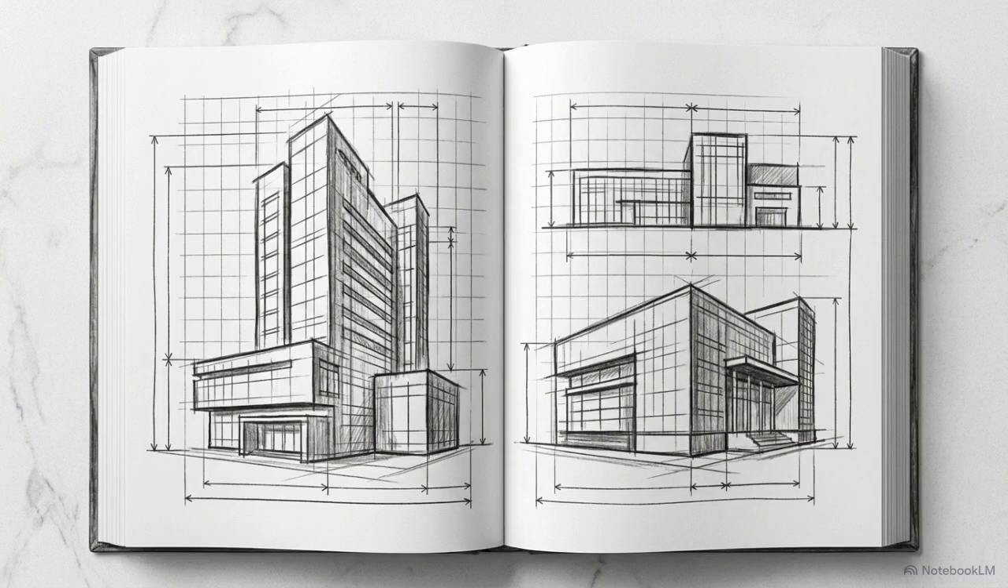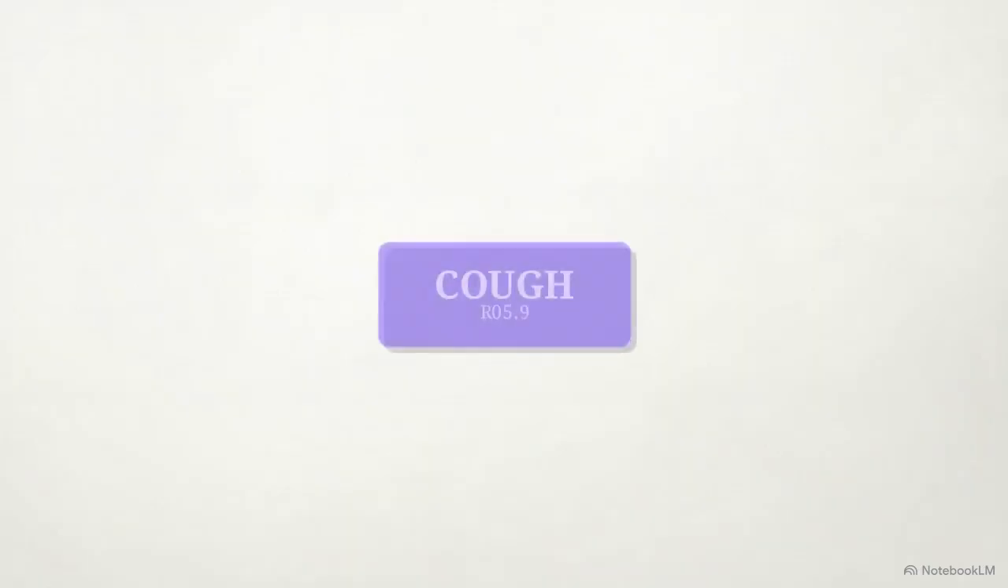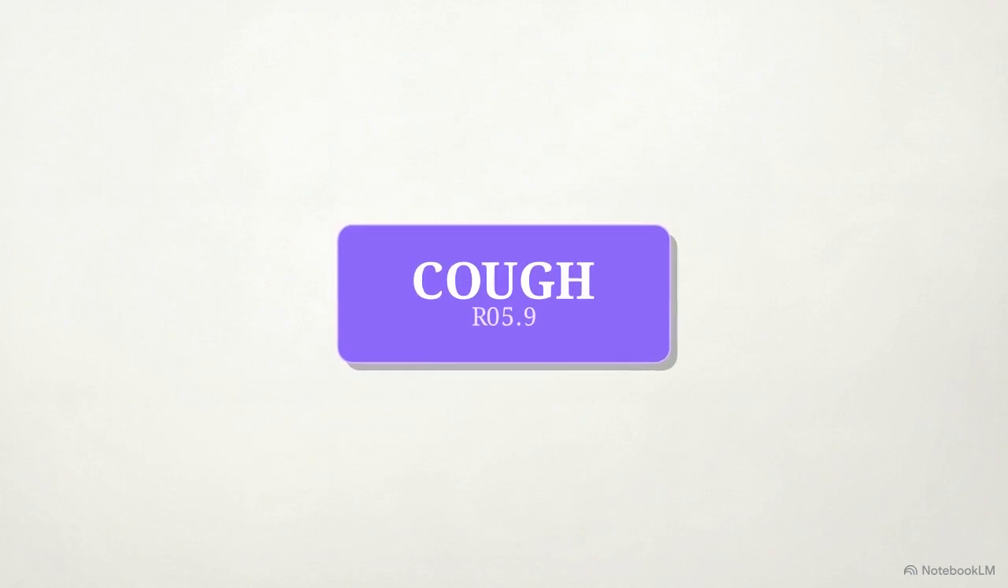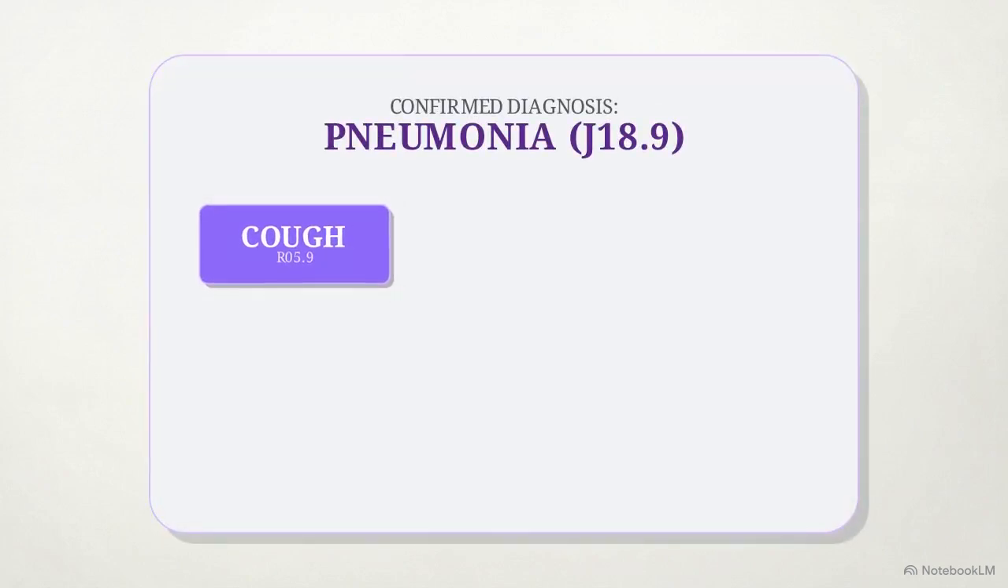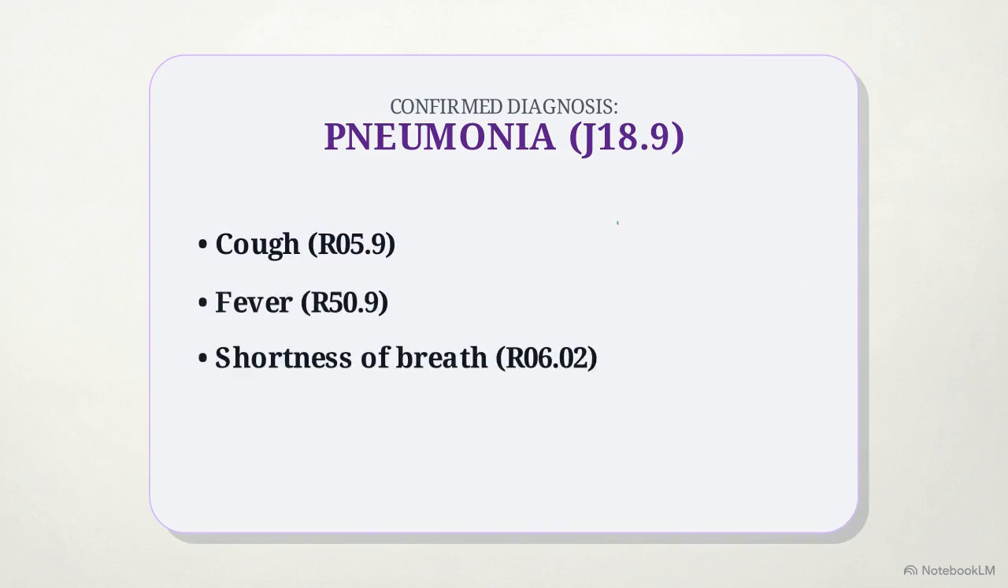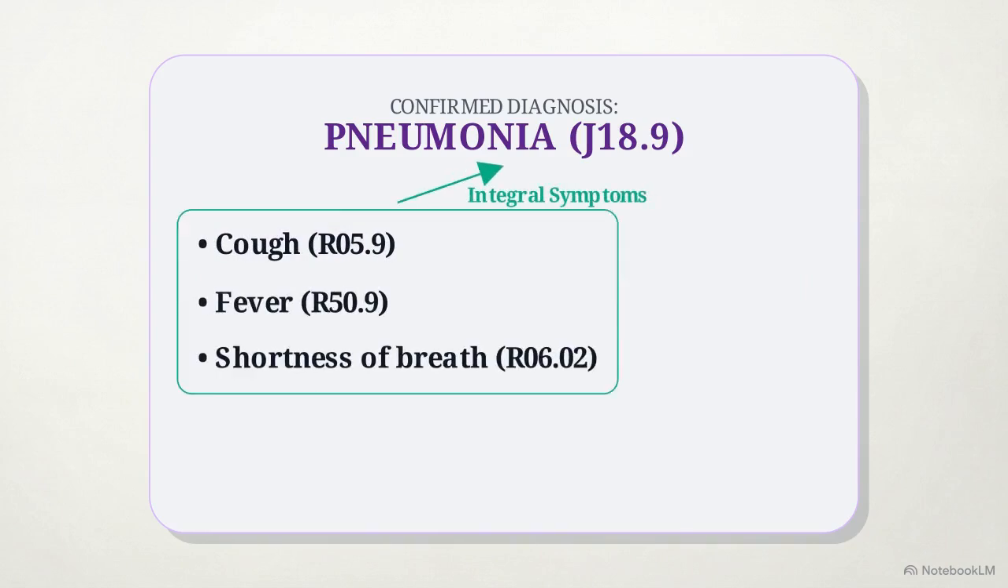To solve this, the ICD-10-CM manual provides a strict structural blueprint, guideline IB.4. The tension here is deciding whether a symptom, like a cough or a fever, stands entirely on its own in the medical record, or if it is merely a fragment of a larger, unified disease process.